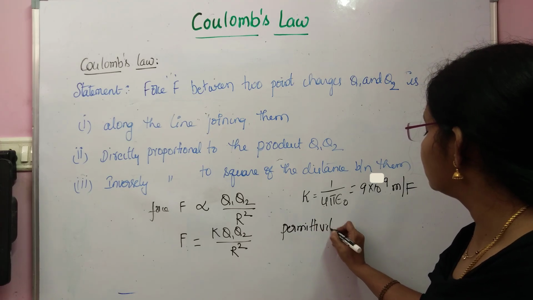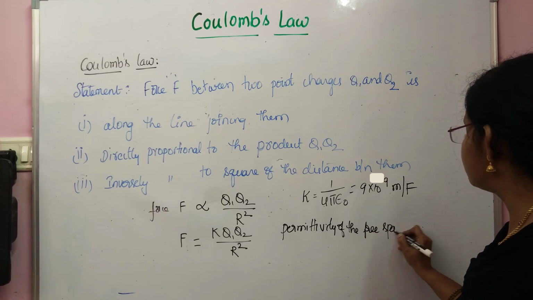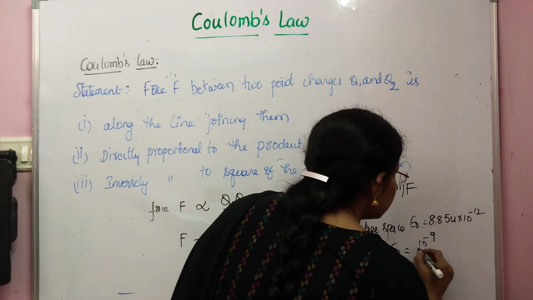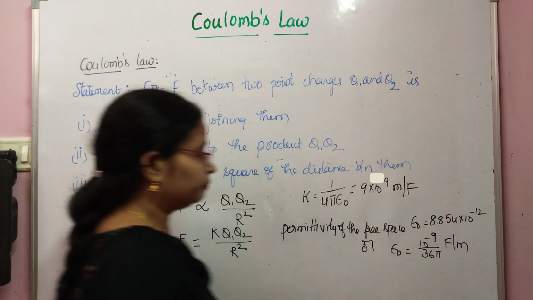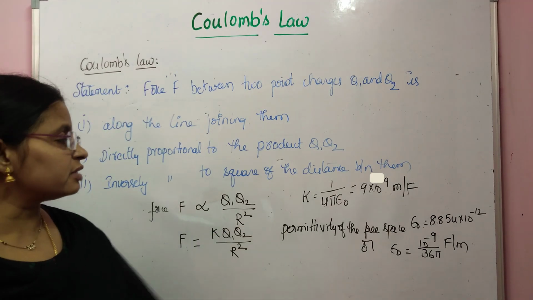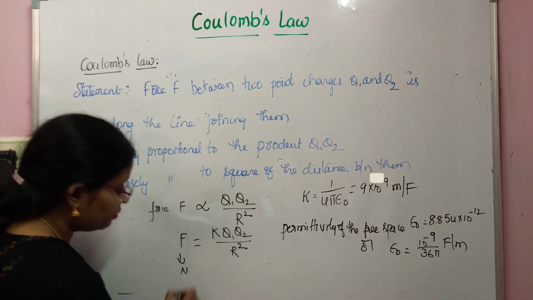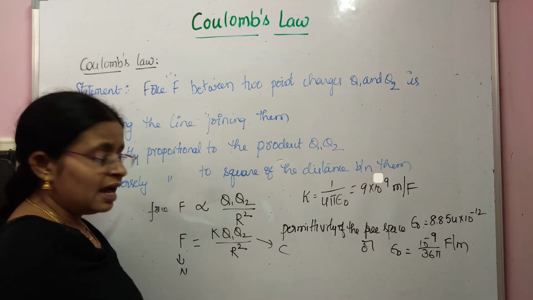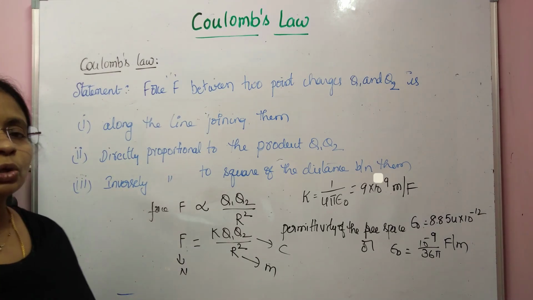Epsilon naught is the permittivity of free space. Epsilon naught is 8.854 into 10 power minus 12, or 10 power minus 9 by 36 pi, farad per meter. These are the constant values. Now we'll see the units. F is in newtons, the charges Q1 and Q2 are in coulombs, and the distance is in meters. So this is about Coulomb's law.